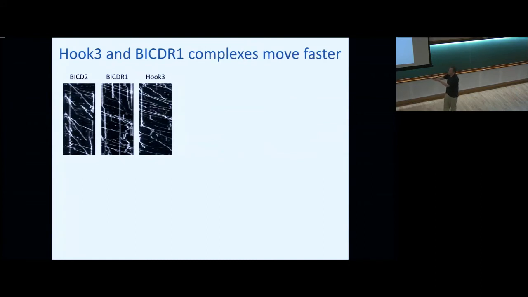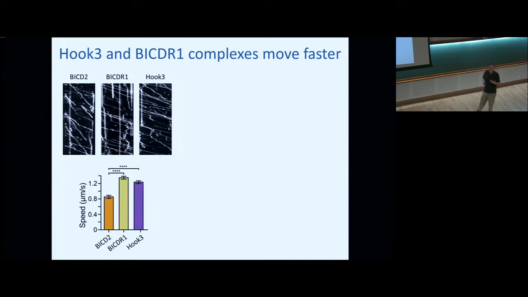And you can perhaps already see from these kymographs that there are a lot more of these slower runs in the case of BICD2, whereas the distribution has shifted. So you've got the same distance over less time, lots of faster runs in the case of these other two adapters. And when we quantify this, we don't have quite a twofold, but there's a clear, at least 1.5-fold difference between these. So it's definitely getting faster.